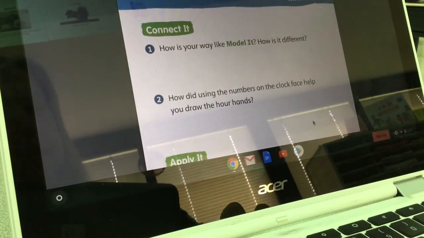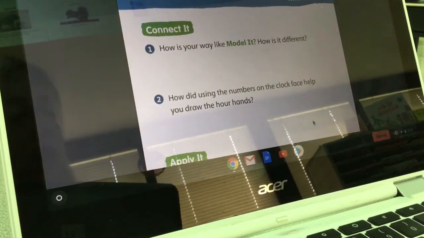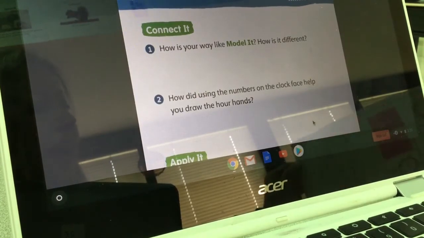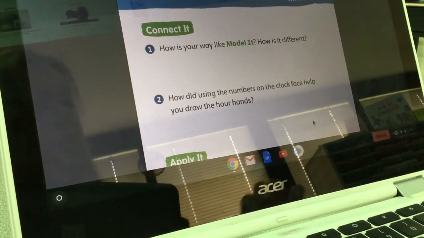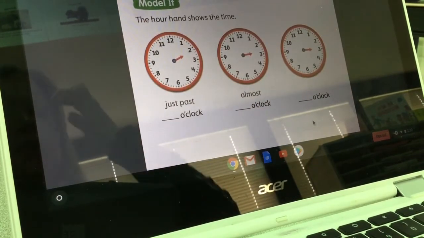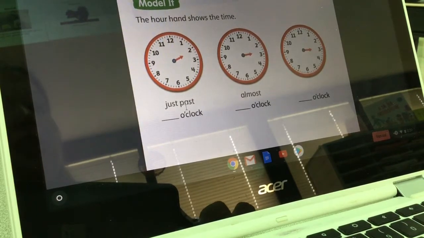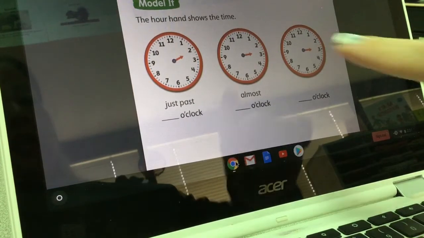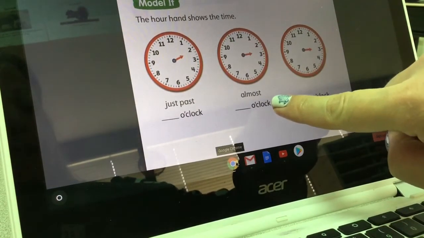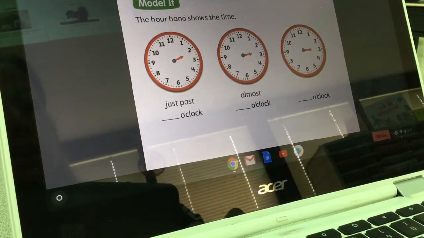All right, let's make some connections here. How is your way like model it? How is it different? So looking back at model it on the previous page, we're seeing how we looked at where the hour hand was and decided what it's showing us. This hour hand was showing us just past 2 o'clock. Here we see almost 3 o'clock. It's really close to the 3. Here we see exactly 3 o'clock.